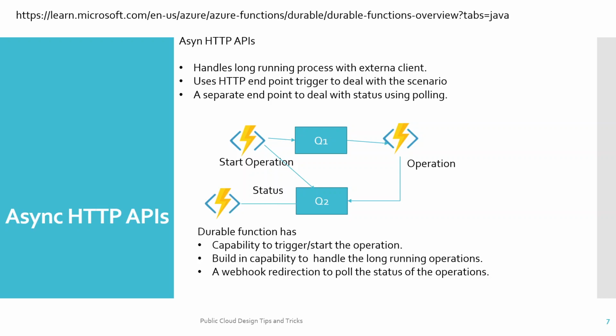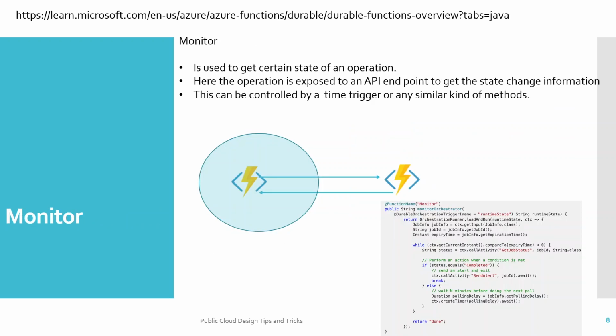Now if you start using durable functions, it has the capability to trigger and start the operation within itself, a built-in capability to handle long running processes, and a webhook redirection to poll the status of the operations. So it provides all the capability behind the scenes, which is really difficult when you write the code yourself. Okay, so this is all about async HTTP APIs.